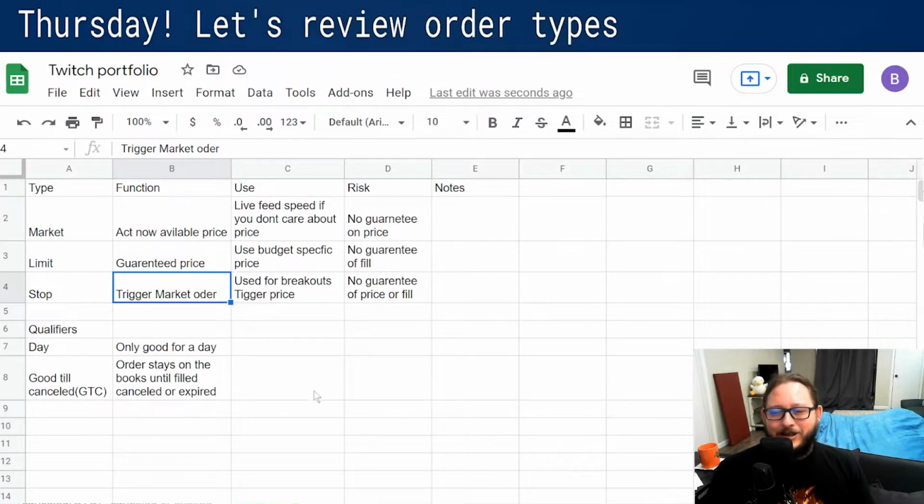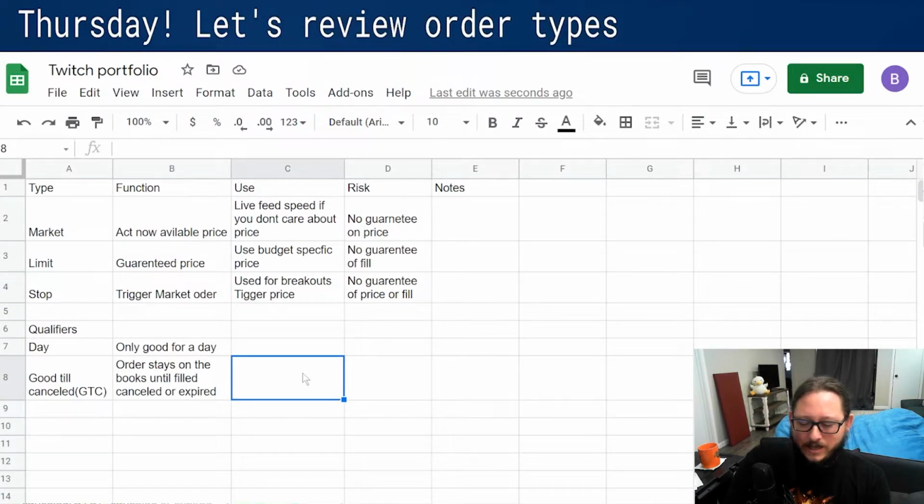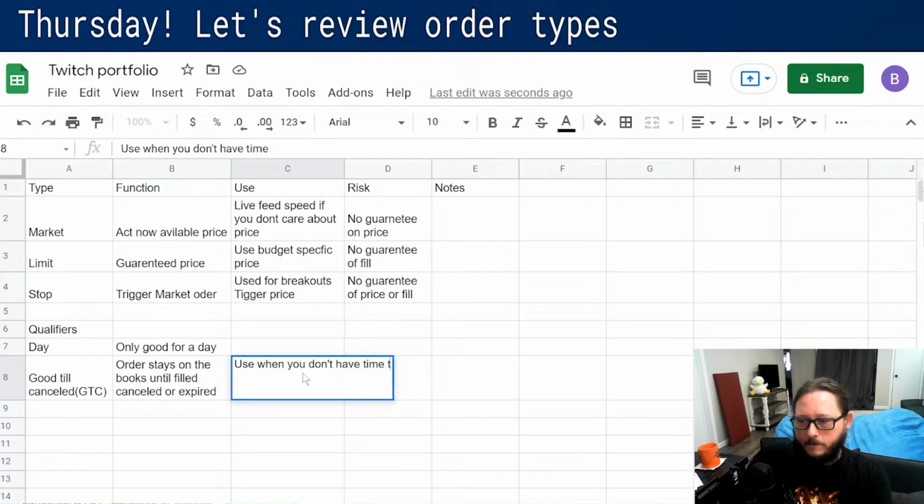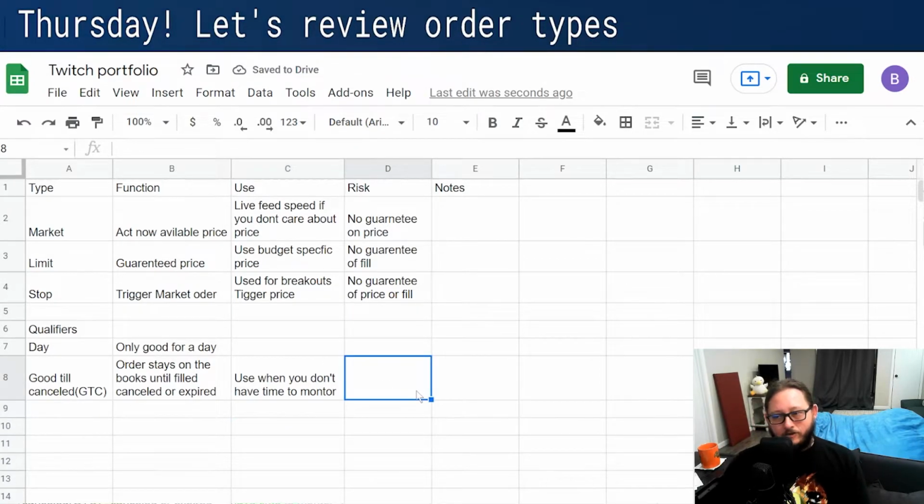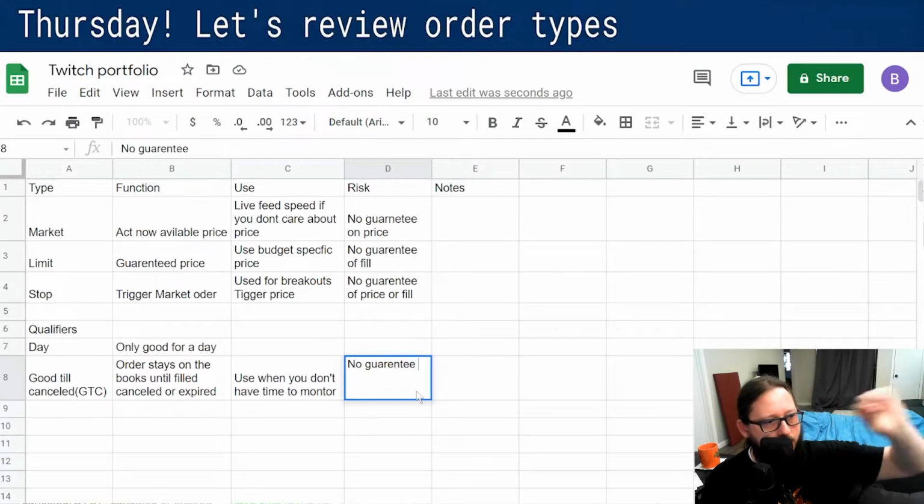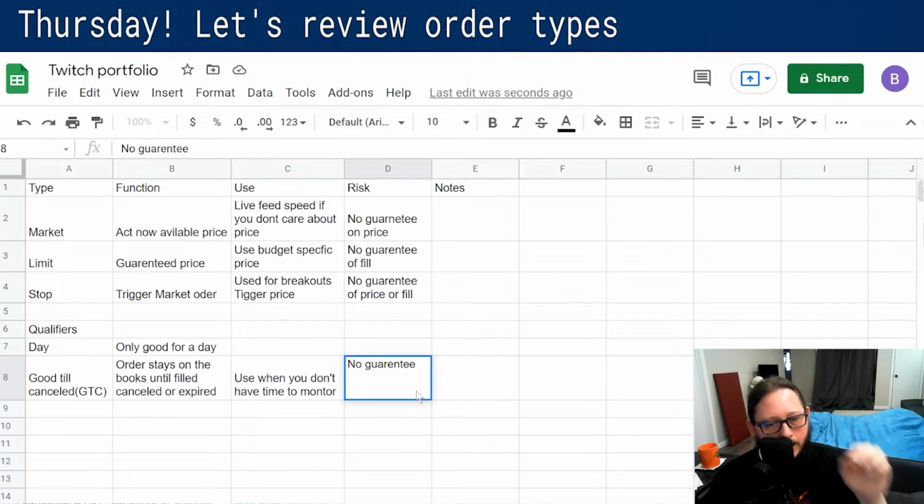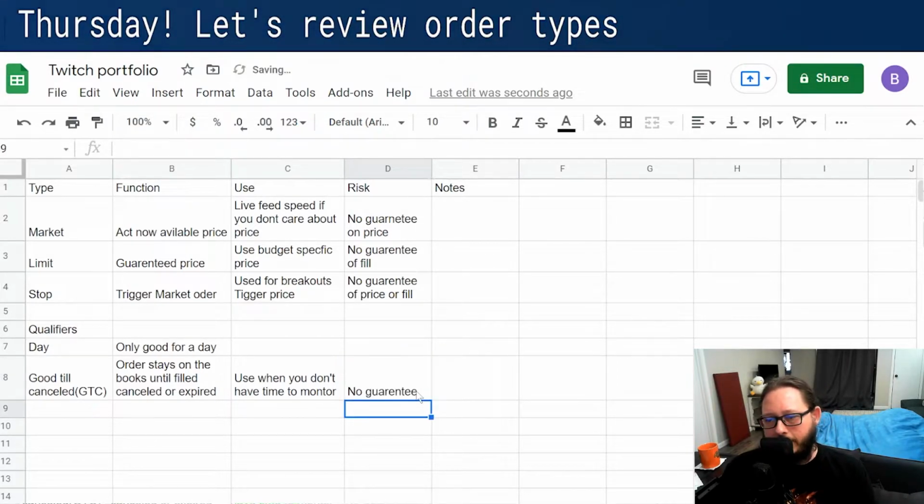Okay. So anyways, good till canceled. Use is when you don't have time to babysit. Don't have time to monitor, because that's more professional. And that's a use, okay? Risks, again, on the good till canceled, there's still no guarantees here, okay? No guarantee, because it's, again, all of your orders are based on the underlying stock price. No order that you put in can control the outcome of where the stock is going. So just keep in mind with that aspect.